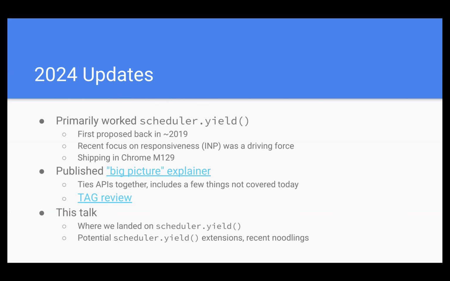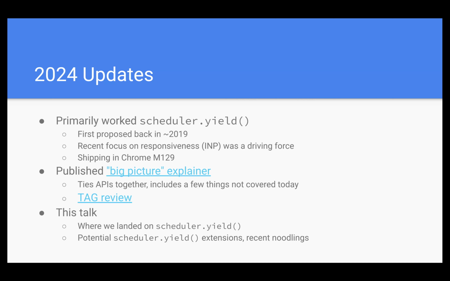I was looking back at some slides, and the first time we proposed this was back in 2019 at the WebPerf face-to-face, and got a lot of interest then, but it got shelved for a while. But with the recent focus on responsiveness and INP being a driving force to revisit this, and with the goal of providing a really simple API that developers could use for breaking up tasks and improving responsiveness, we spent a lot of time with origin trial and design and getting this shipped in Chrome in M129. So we'll talk a little bit about what that design looks like.